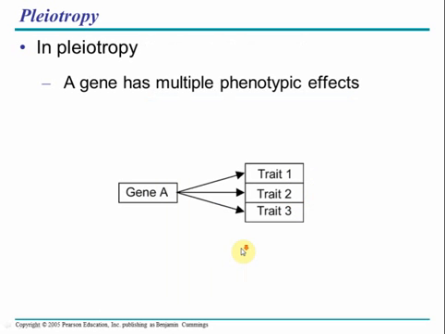Now, pleiotropy is when one gene has multiple phenotypic effects, and this is more common than you think, especially in humans. Each gene doesn't serve just one purpose. Its protein doesn't just serve one purpose. It serves many purposes depending on the location in the cell and what type of cell is expressing it. So here you see gene A codes for, or causes, both trait 1, trait 2, and trait 3.